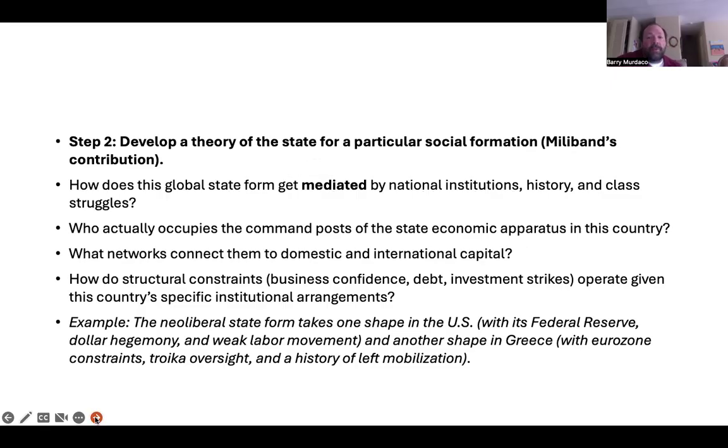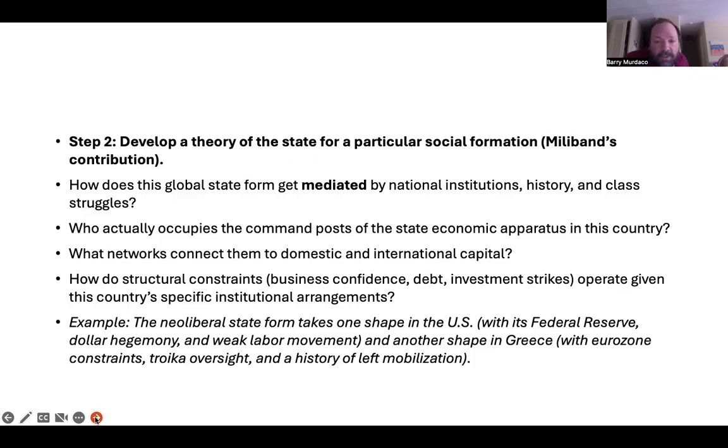Step 2: Develop a theory of the state for a particular social formation. How does this global state form, in other words, a state form that is more or less shared across most of the world, get mediated by national institutions, history, and class struggle? In other words, how does this state form interact with the distinct histories and institutional frameworks of particular states? Who actually occupies the command post of the state economic apparatus in this country?